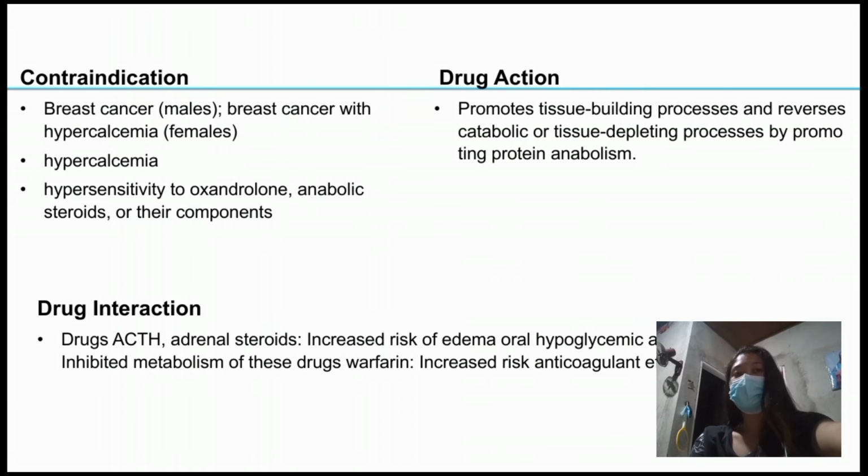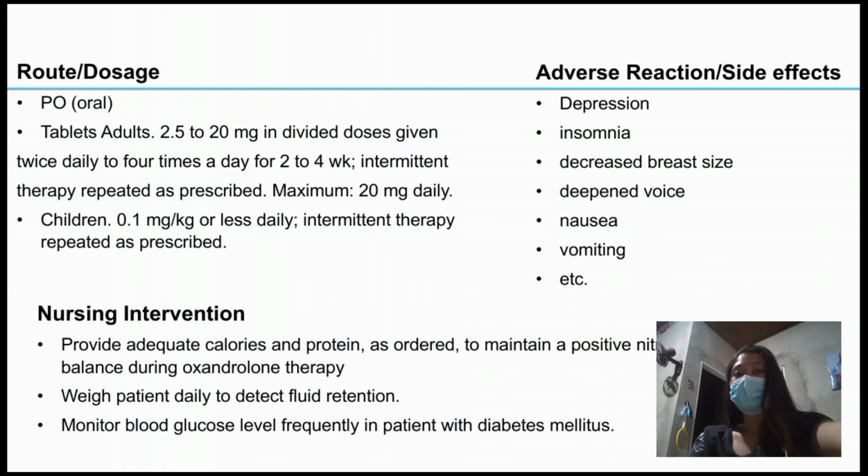anticoagulant effect. The route and dosage is PO or oral. Tablets for adults are 2.5 to 20 milligrams in divided doses given twice daily to 4 times a day for 2 to 4 weeks. Intermittent therapy is repeated as prescribed. The maximum is 20 milligrams daily. For children, 0.1 milligram per kilogram or less daily. Intermittent therapy is repeated as prescribed.